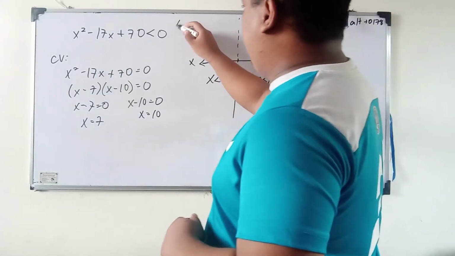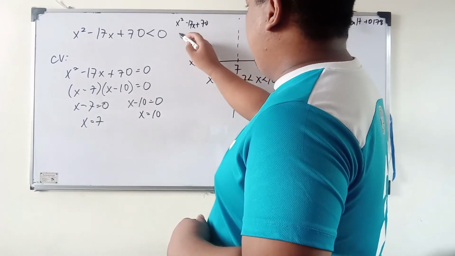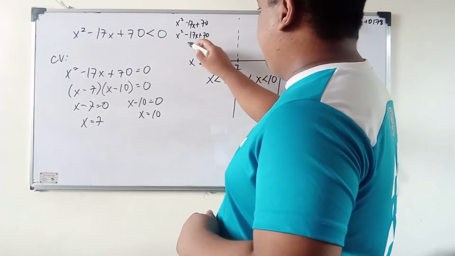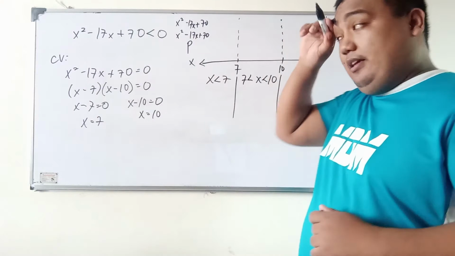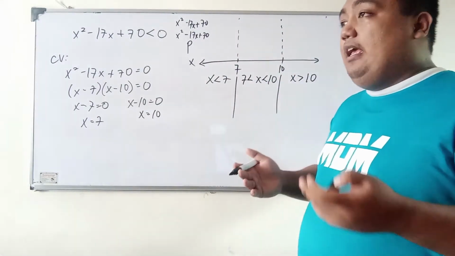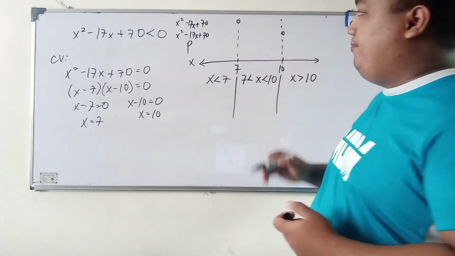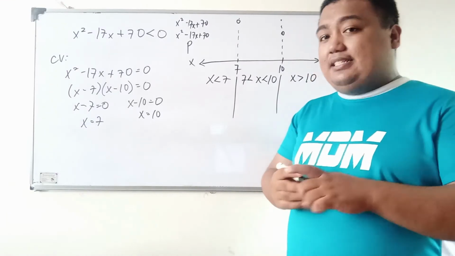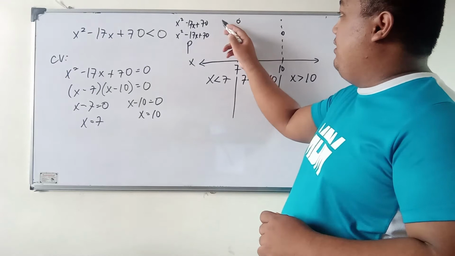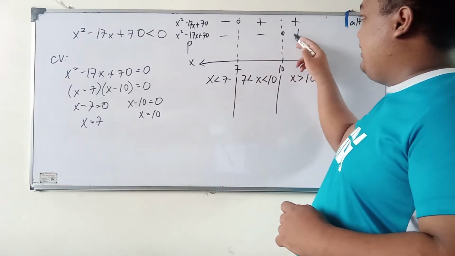Okay, so x squared minus 17x plus 70. Dalawang beses natin siya susulat because we have two solutions for that. Then, product. Okay? So, at 7 and 10, the x squared minus 17x plus 70 is 0. So, 0 dito, 0 dito. Then again, remember the signs. Yung left side is negative, right side is positive. So, negative, positive, negative, positive.